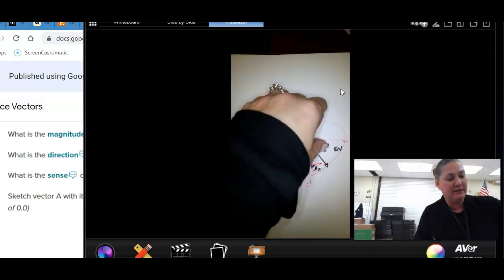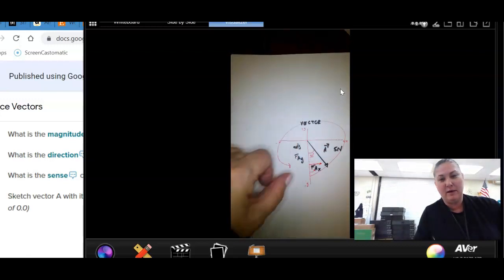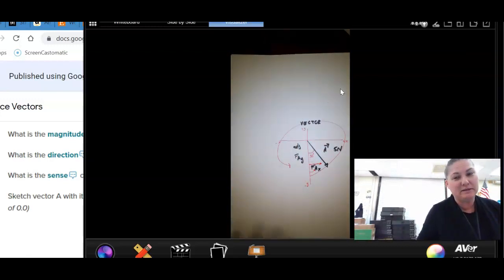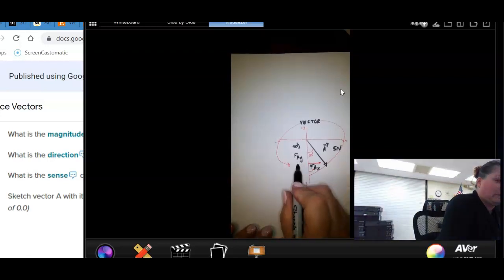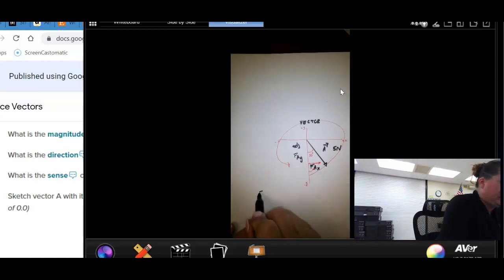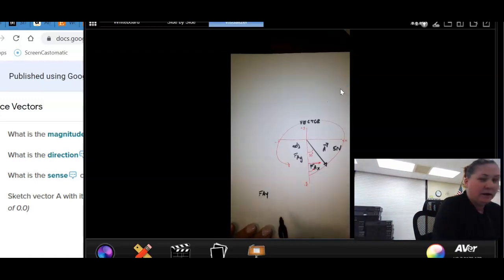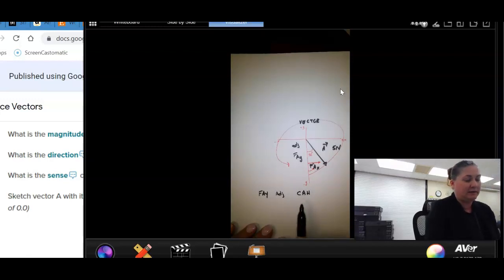So we have vector A, it's 5 newtons. We've got to find FAy and FAx. That's what they mean by doing this symbol and then the x and y component and solving. So we'll go right here. We'll start with this one, FAy. FAy is adjacent. So we're going to use cosine, CAH, because I like that for adjacent.